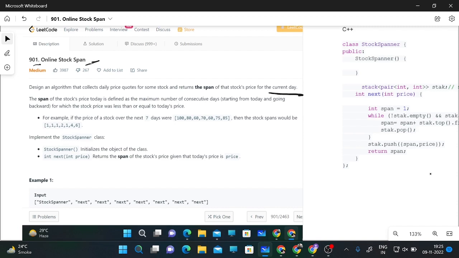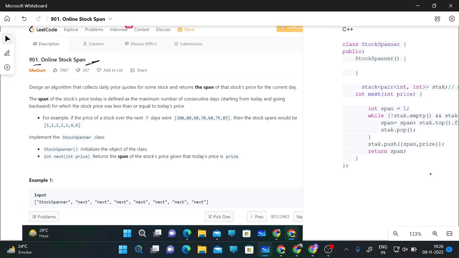So basically you must be wondering what the span is, right? The definition of this span is given here. The span of the stock's price today is defined as the maximum number of consecutive days starting from today and going backwards, for which the stock price was less than or equal to today's price, right? The question statement is a little bit confusing, so I will explain it with an example with a diagram.